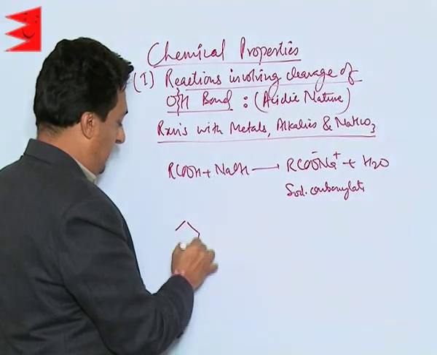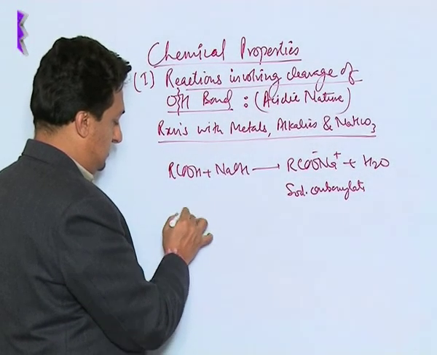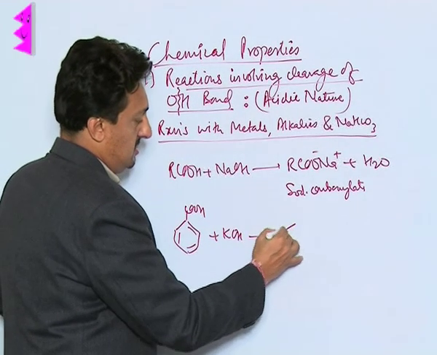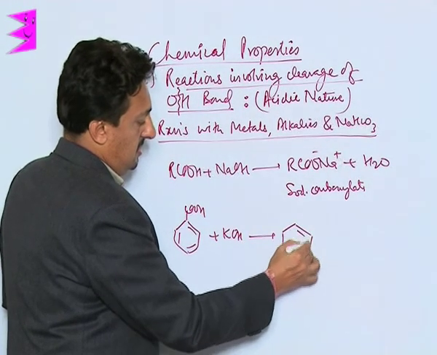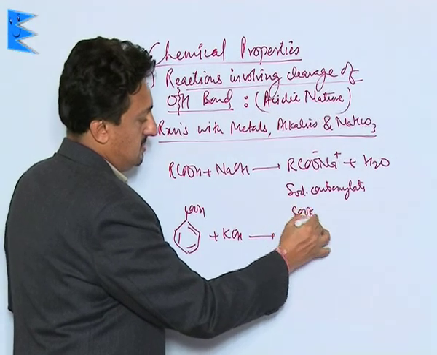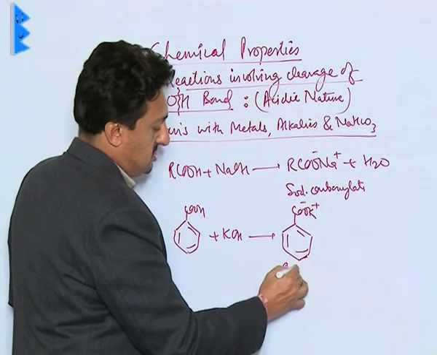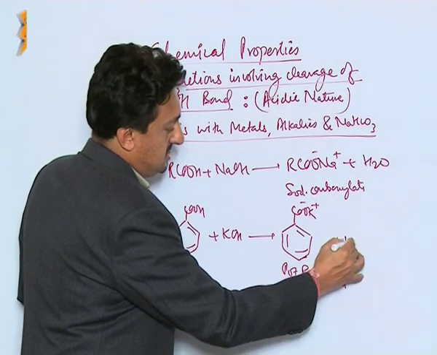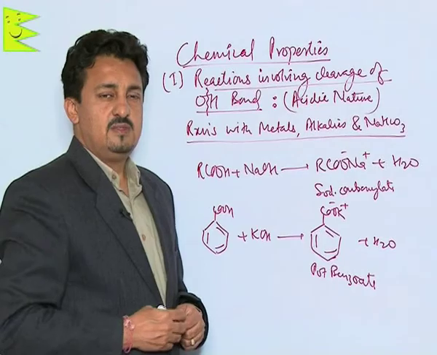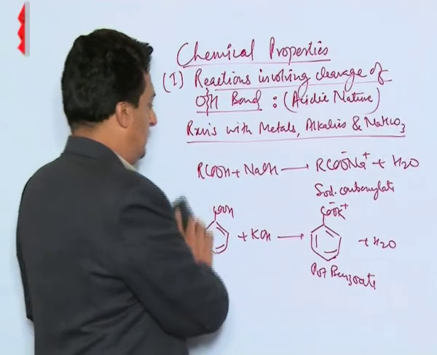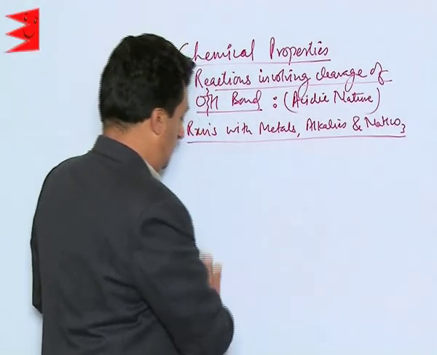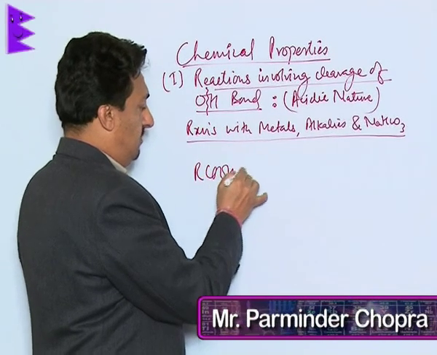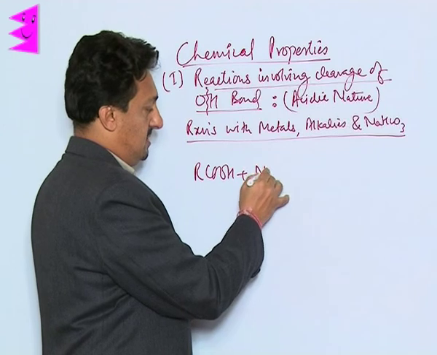So if we are having benzoic acid, it reacts with KOH. It gives us potassium benzoate and water. The next is the reaction with sodium bicarbonate or sodium carbonate, particularly sodium bicarbonate.